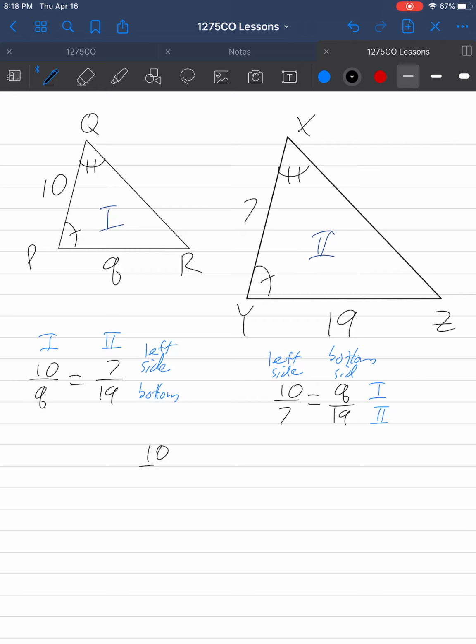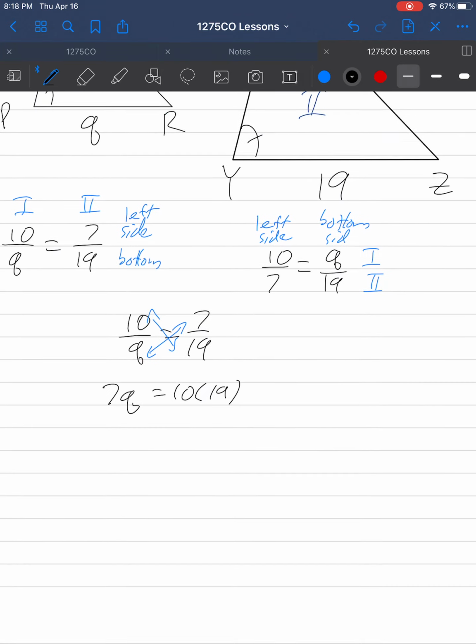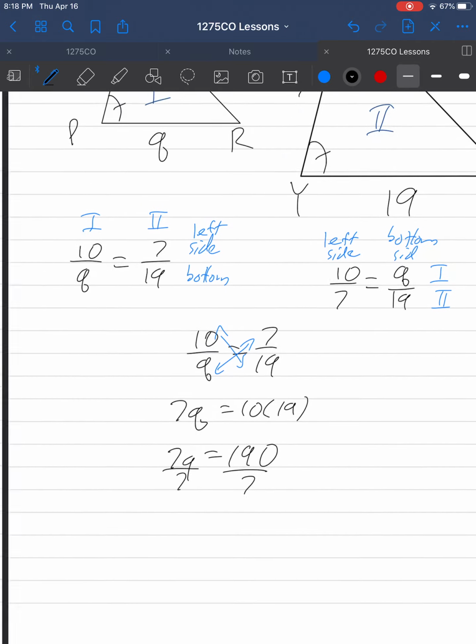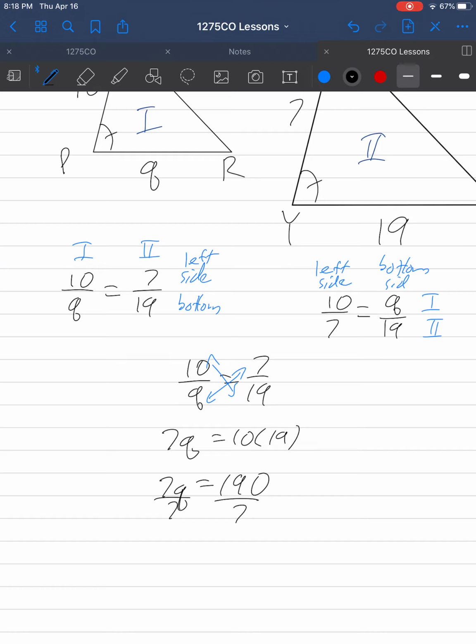We're going to take this 10 over Q equals 7 over 19, and we're going to cross multiply, which means that we're going to multiply the diagonal values. 7 times Q equals 10 times 19. And then the result is an equation that we can solve by multiplying those values, dividing by 7 on both sides. This is a Q, by the way. And Q is equal to a fraction of 190 over 7.